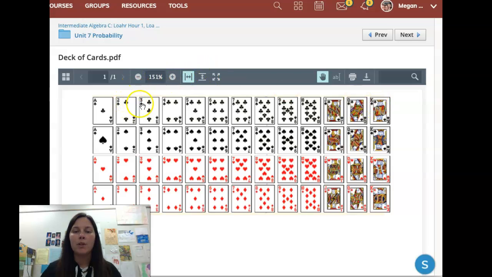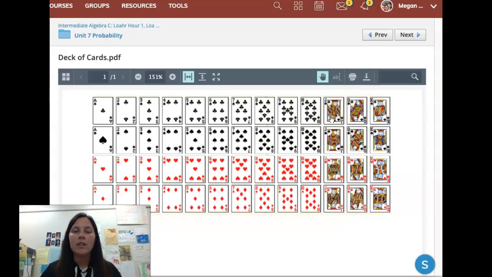So we've got number cards. The numbers are 2 through 10. Ace is not considered a number. A is a letter. And then we have what are called face cards. That's the Jack, Queen, and King because, funny enough, they have faces on them.